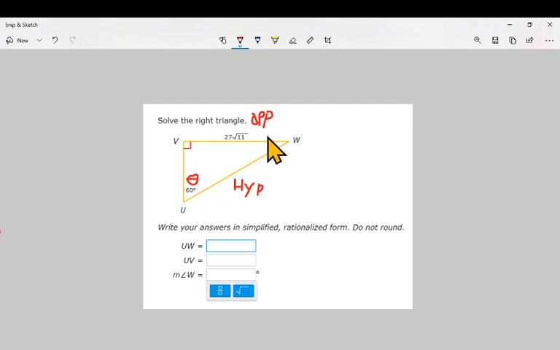But since we already know what the opposite side is from our designated theta, we'll go ahead and use sine because we know sine is opposite over hypotenuse. Okay, so we'll do sine of 60 degrees equals opposite side, which is 27 square roots of 11, over the hypotenuse side, which is UW.